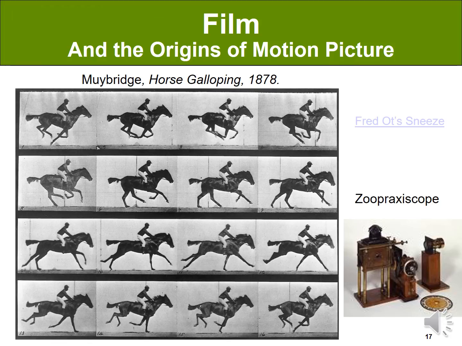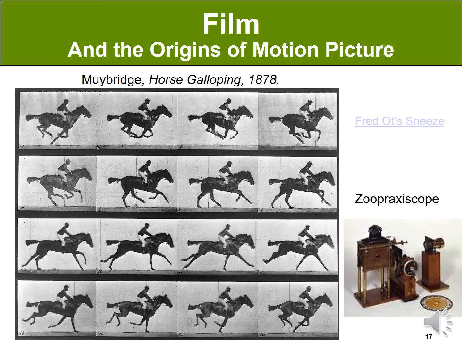Muybridge was hired to settle a $25,000 bet that a horse has all 4 feet off the ground at one instant. He set up 12 cameras and a tripwire to prove this is the case. This led him to develop stop-motion photography and the study of motion. Today, this fast shutter and film speed is widely utilized in sports photography.